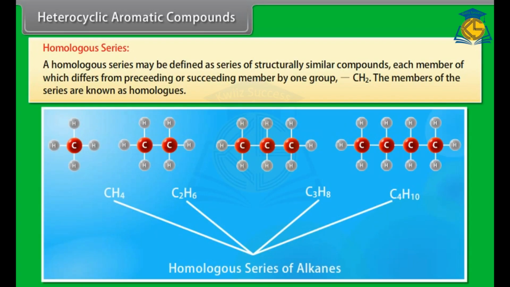Homologous series. A homologous series may be defined as a series of structurally similar compounds, each member of which differs from preceding or succeeding member by one group, CH2. The members of the series are known as homologues.